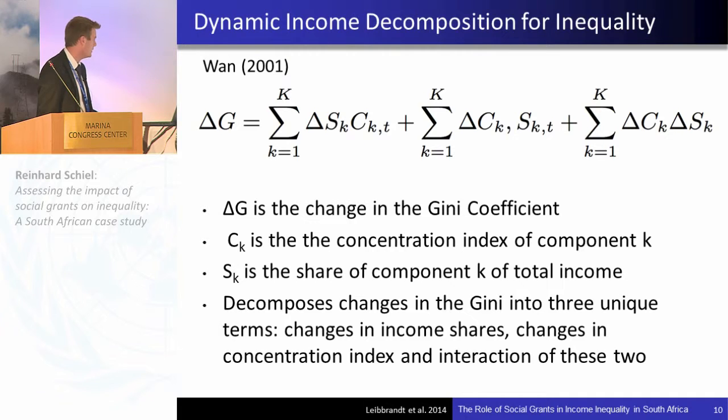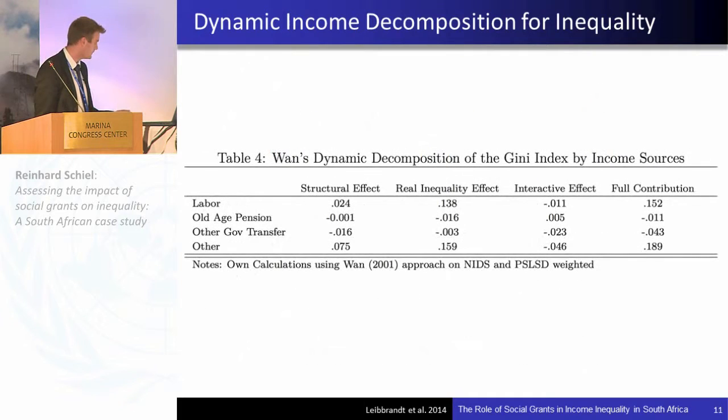So what the WAN approach does is that it calculates first the concentration index of a particular component, as well as the share of the component in total income. And using these two, it divides the change into three separate categories. The first category, which is outlined over here, is labeled the structural effect, which mainly captures the effect of changes in shares of income on the change in the Gini coefficient. The second is how the change in within-component inequality affects the change in Gini, and that is named the real inequality effect. And then finally, over here, is how changes in both effects affect the change in Gini, and is appropriately labeled the interaction effect.